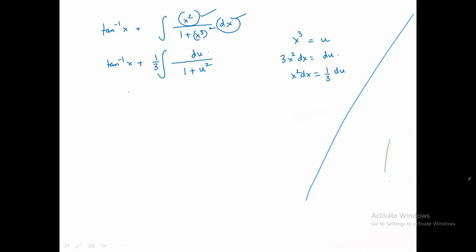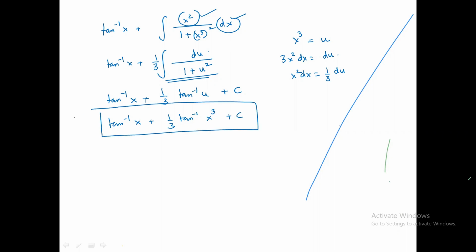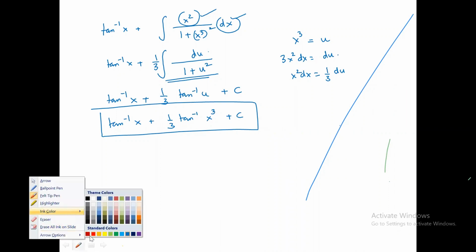In this way, I made everything convenient for me. Tan inverse x plus 1/3. Again, this is a direct formula. Tan inverse u, I can write plus c. Tan inverse x plus 1/3 tan inverse u, I can write as x cube plus c. This is my final answer. Now, by this time, you must be knowing why I did all these. Because I had all these in my mind that if I do like this, I will get the answer easily.